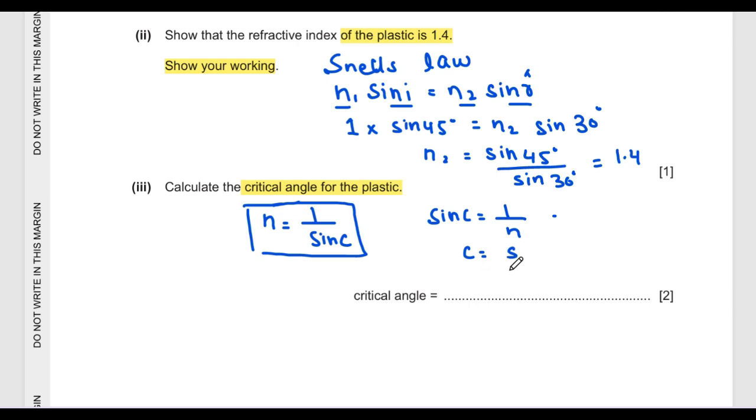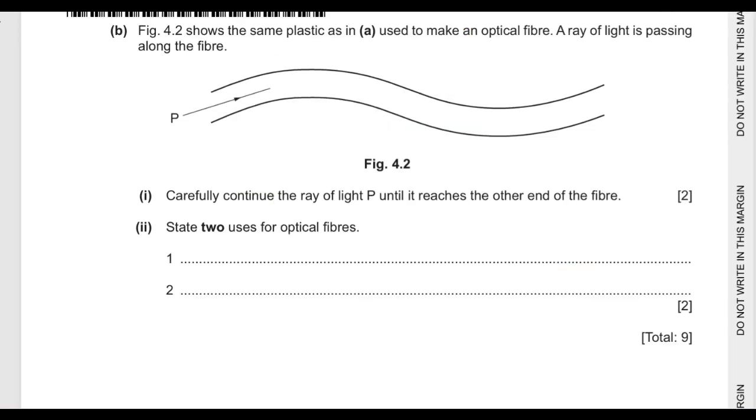And I'll take sine to that side as well. It would be sine inverse 1 over n. Putting the value of n, which is 1.4, this will give you an answer of 46 degrees.